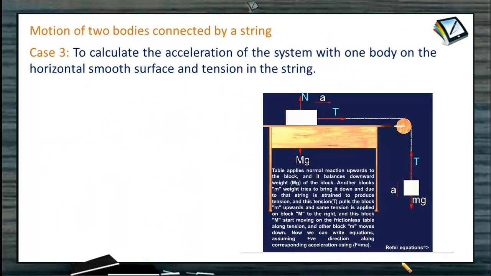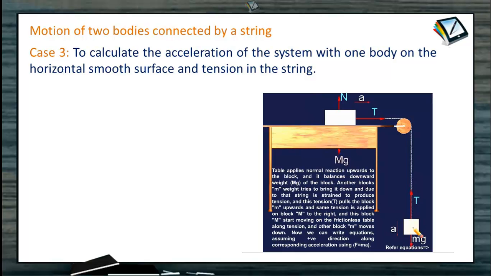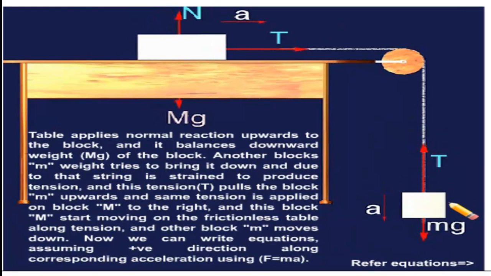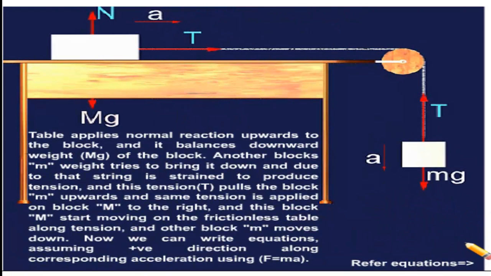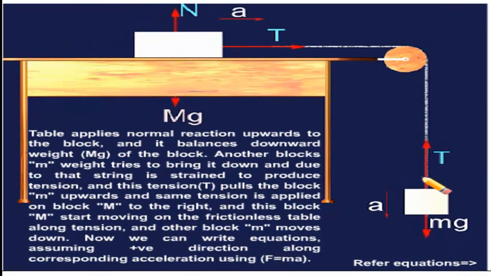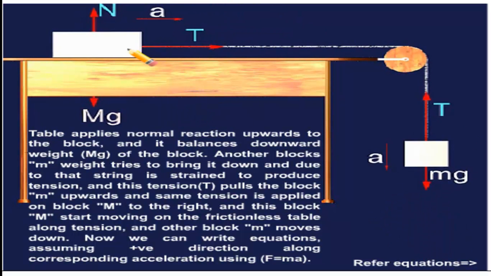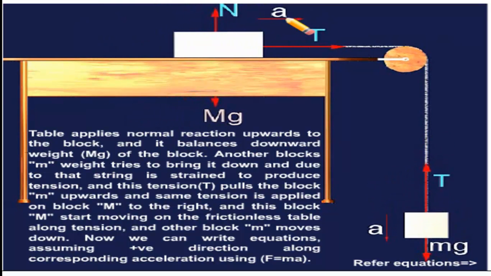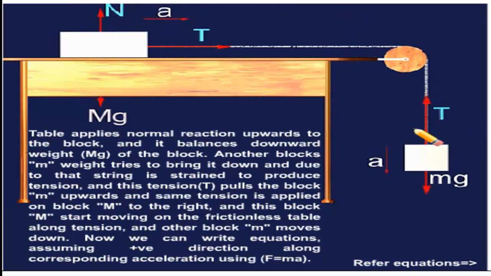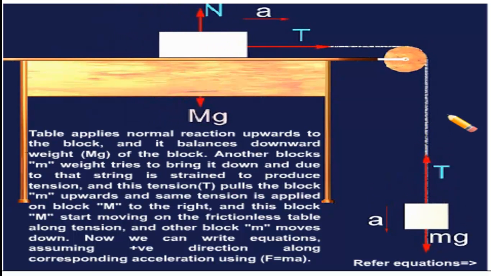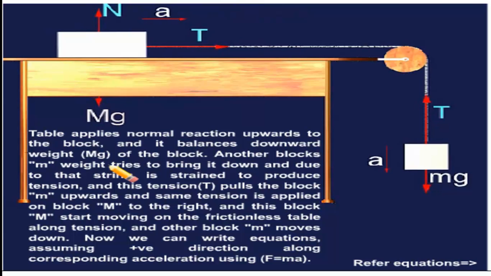Let us take the motion of two bodies connected by a string, with one body on a horizontal smooth surface and another body vertically. Also calculate the tension. Here there is a visual showing the mass mg going down, because gravity is pulling it down. Tension in the string is shown away from the body. Here we have a horizontal surface, capital M, on the floor or table. Normal reaction is shown. The acceleration is a. This acceleration and this acceleration are the same, because of the inextensible string. The table applies a normal reaction upward, and it balances the downward weight Mg.